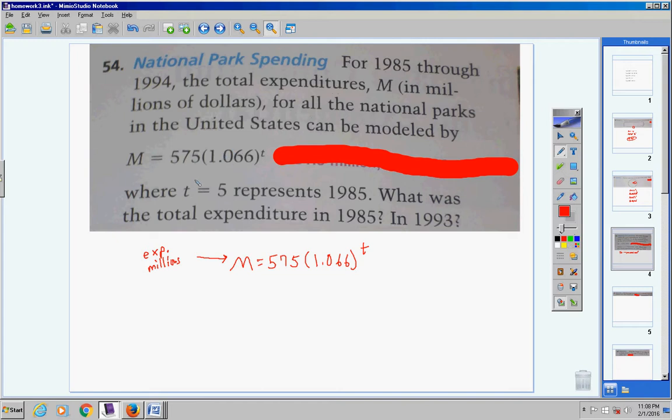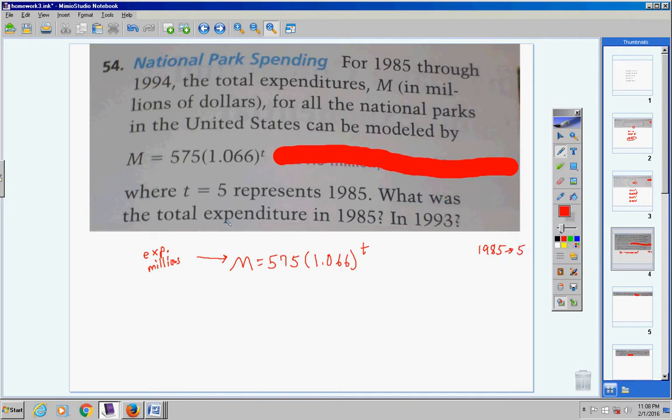So if you want to know the total amount of money spent in 1 year on all the national parks in America, here's the model you would use. Now this model's only good from 1985 to 1994, okay? But there's the model. Now t equals 5 represents 1985. Let's write that over here. 1985 is represented by 5, okay?